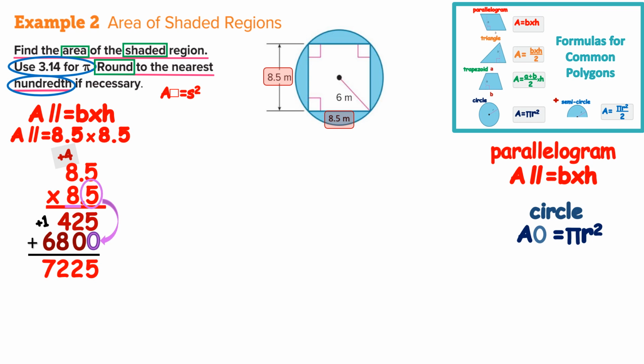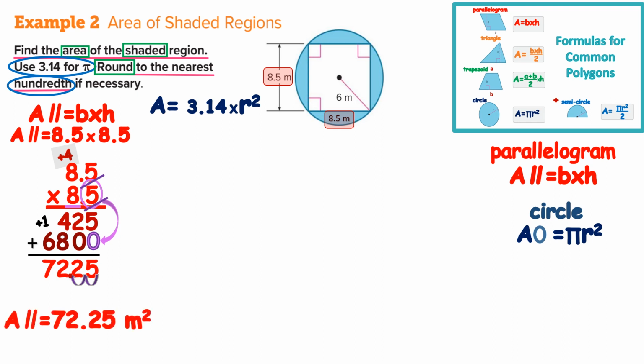Multiplying decimals, I have to look at my decimal spaces in my math problem. There are 2 of them. So I have to move my decimal from right to left 2 times. So once I've done that math, then I have found that my area of my parallelogram is 72 and 25 hundredths square meters.